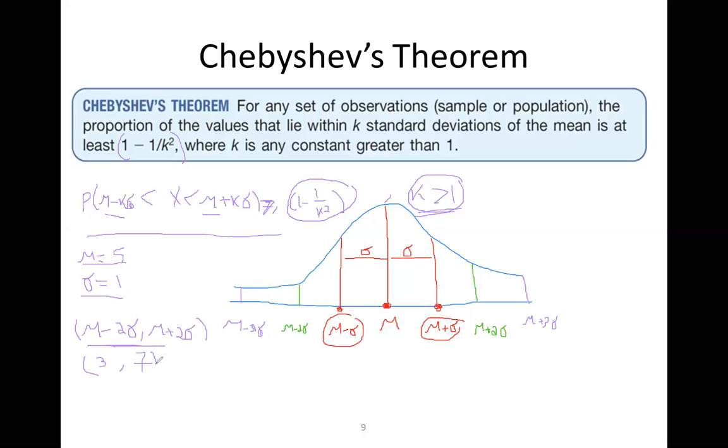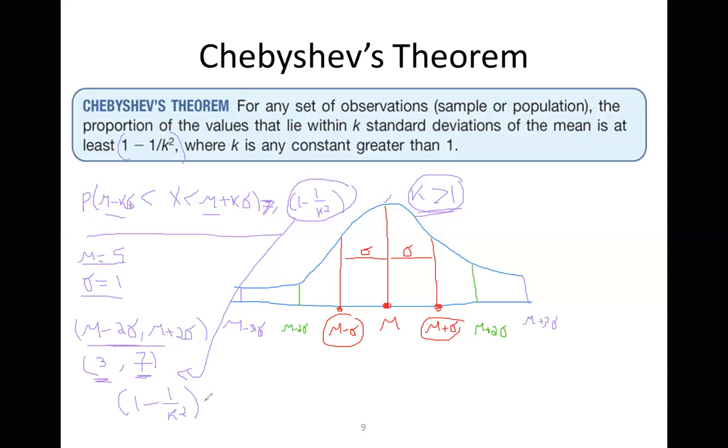So if you have data that has the mean equal 5 and the standard deviation equal 1, what will be the proportion or the percent of the data between the two values 3 and 7? The Chebyshev theorem says that in general, the percent or the proportion of the data in that interval will be at least 1 minus 1 over k squared.